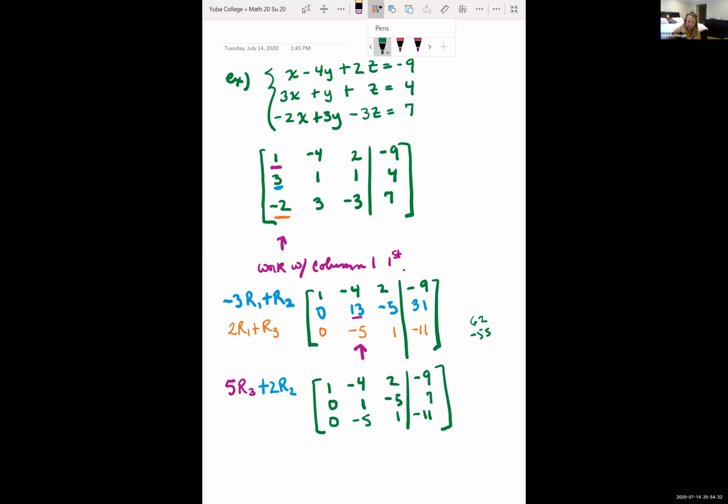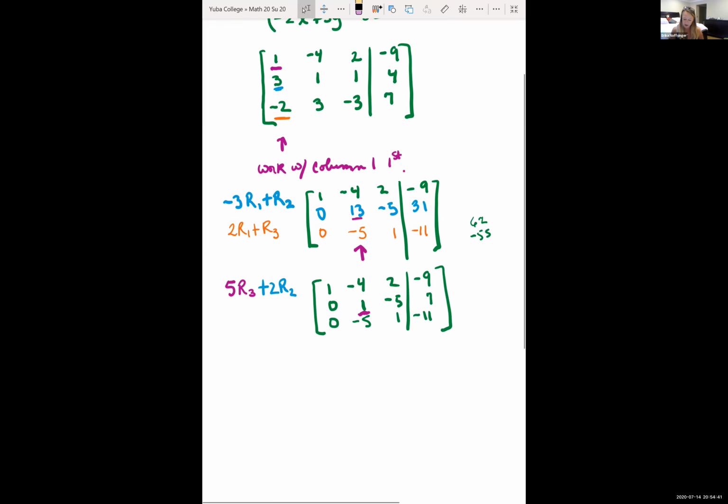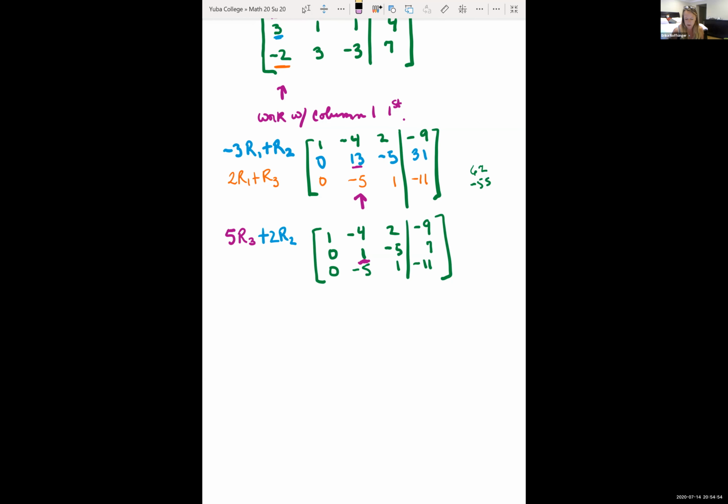So we got the 1 where we wanted it. We had to do some manipulation to not deal with fractions, but we did it. And so now we're going to use this row 2 to get rid of the entry above that 1 and below that 1. I notice if we take 4 times row 2 and add it to row 1, that would cancel out. So we're going to do 4 times row 2 plus row 1.